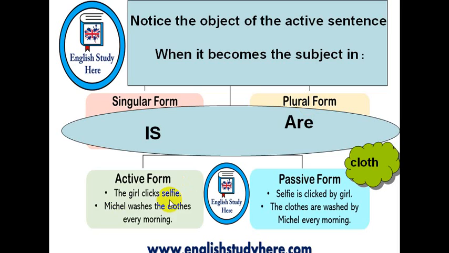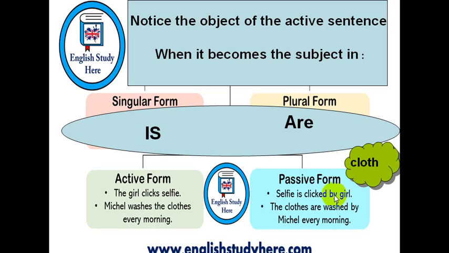So with a capital letter, selfie. Now selfie is or are? Excellent. Selfie is. It is a singular form. Selfie is clicked, the past participle of the verb click. Clicked. It is a regular verb. I just added ed to get the past participle. Selfie is clicked by the girl. The subject here in active form becomes the object. It's not a real object, but it is the object here in the passive.